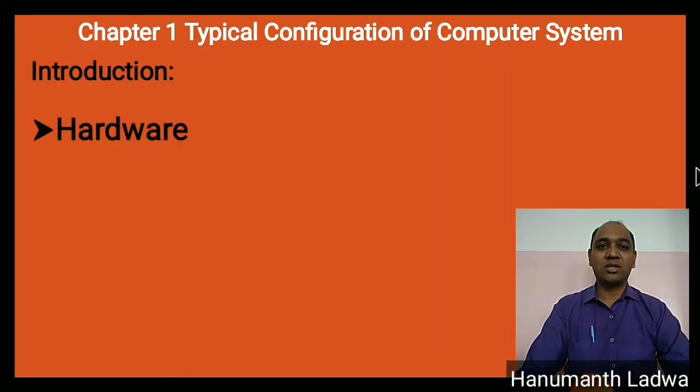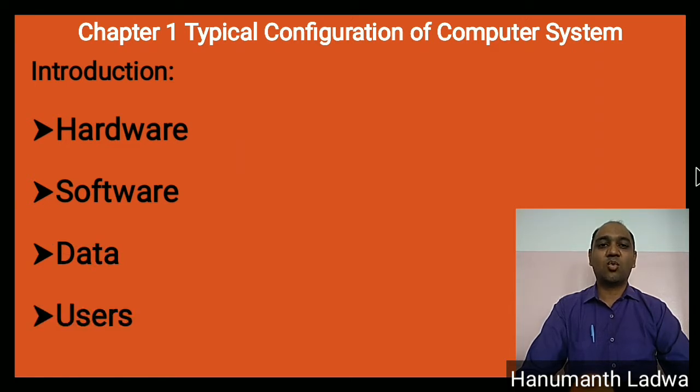The first one is hardware, the second one is software, the third one is data, and the fourth one is users. What do you mean by hardware? Hardware are the tangible components which are touchable, which are physical in nature, which have a certain shape, color and dimension. Here hardware could be keyboard, monitor, mouse, even the central processing unit, that is the processor, and even the motherboard and so on.